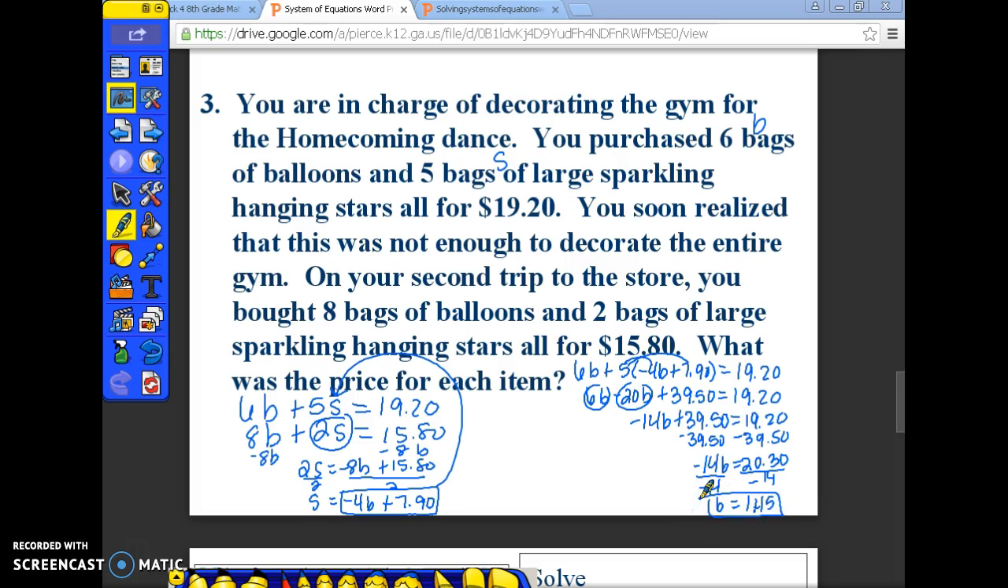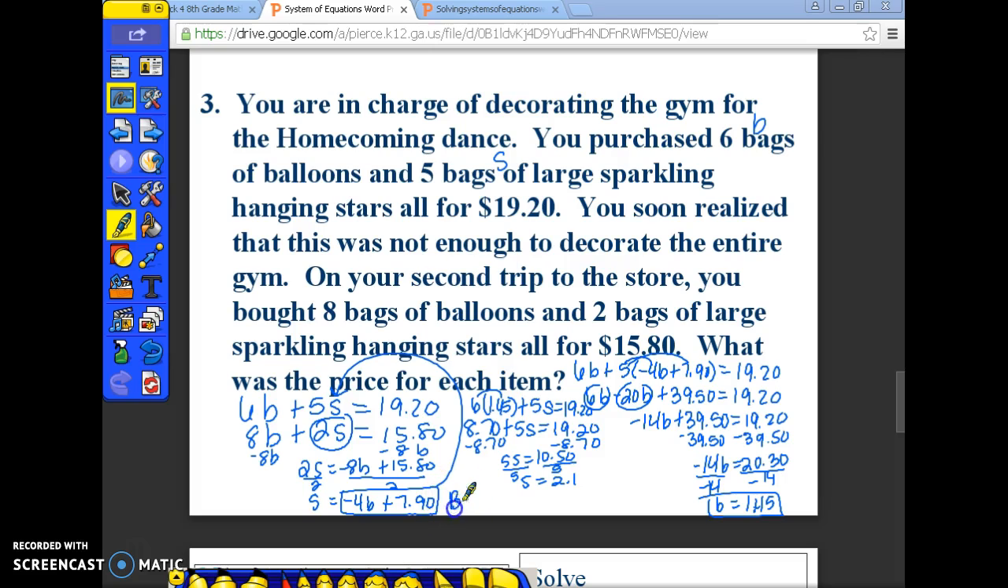I'm going to take this and plug it back into my original equation. 6 times $1.45 plus 5S equals $19.20. 6 times $1.45 is $8.70. Plus 5S equals $19.20. Each time you do a step, you write it down. Subtract $8.70 from both sides. 5S equals $10.50. And when I divide by 5, I get S is $2.10.